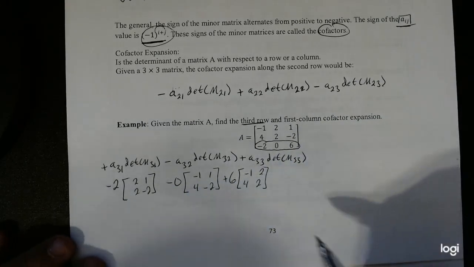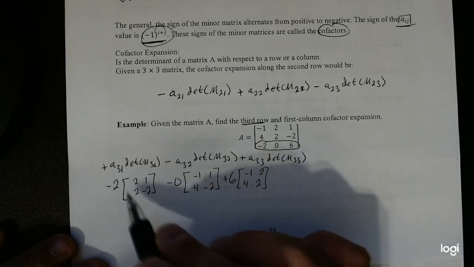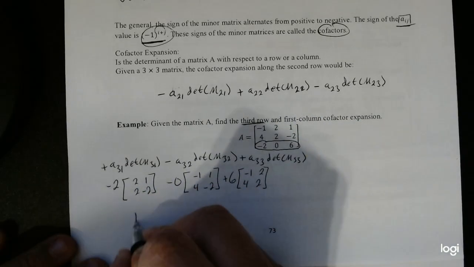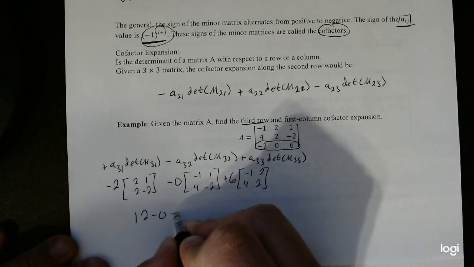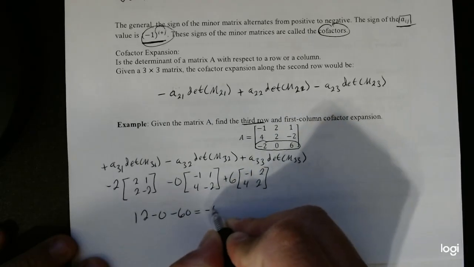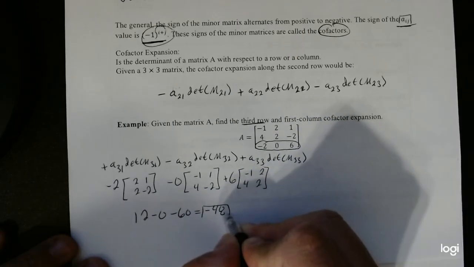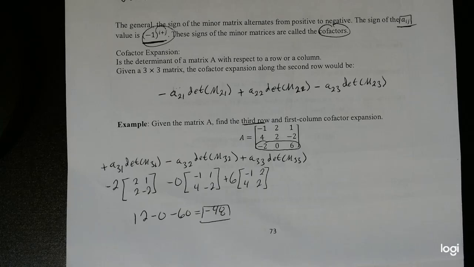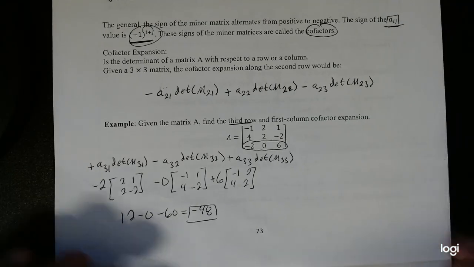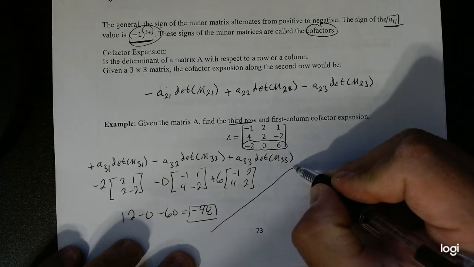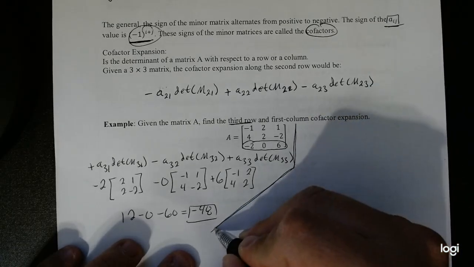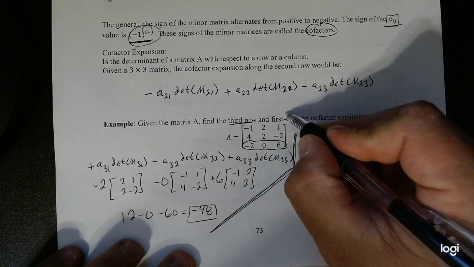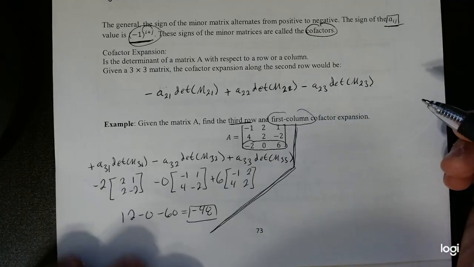And if I just go through the process of getting the determinant, so keep going and breaking this down, I end up getting this as the determinant. Now, like everything else, there's a reason for this madness. So now let's do the same thing, but for the first column cofactor expansion.